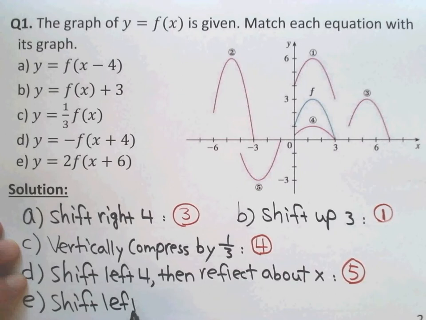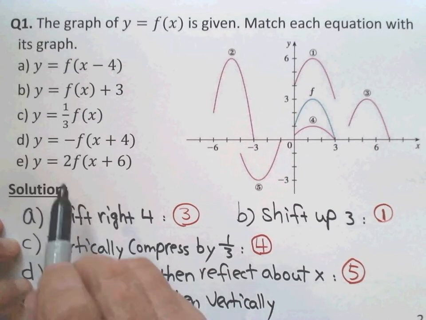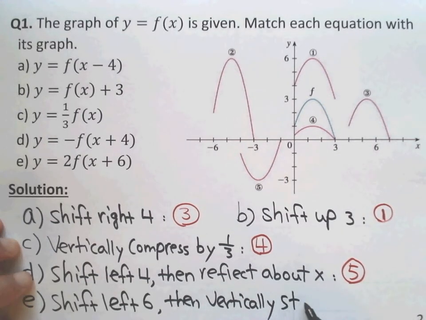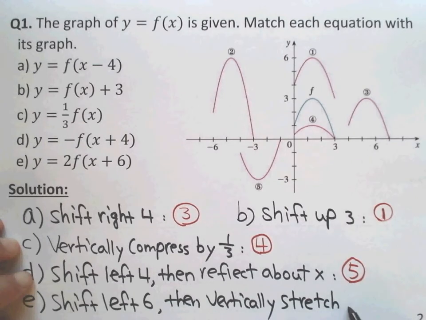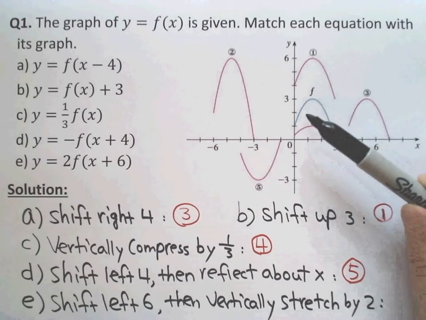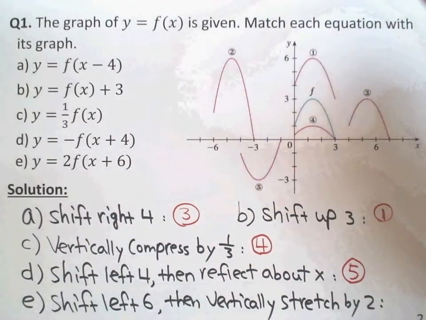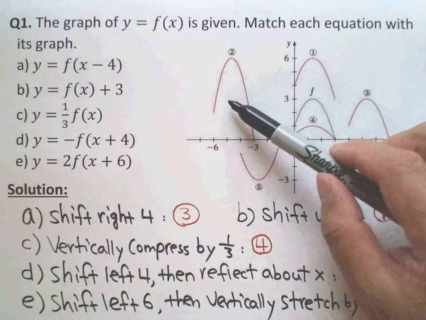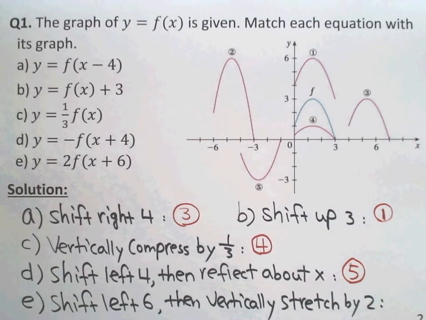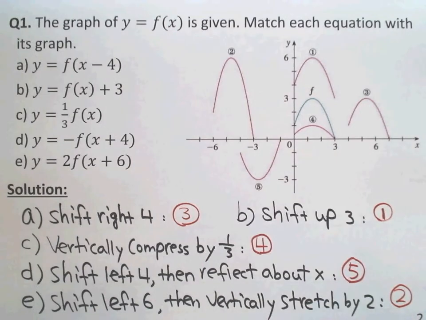Shift left 6 from the original. Then vertically, times 2 is a stretch, right? A stretch by 2. You can see the original shifted left 6, and then the stretch gets much higher than before. So we look at it: the answer is 2, so you get 2 as the graph of the function. Okay, so this is the first.